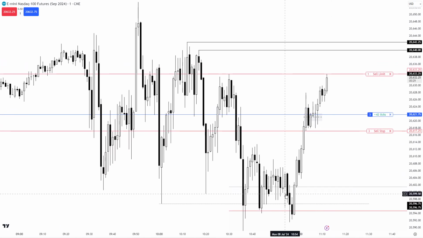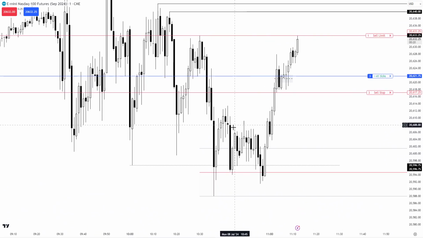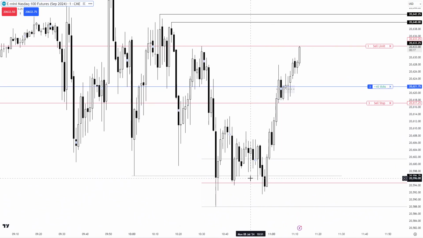Now you can see price is delivering to the first level of buy side liquidity that is at 20,633.25. Just tapped it so far. But you can see that real respect of that midpoint of that wick.